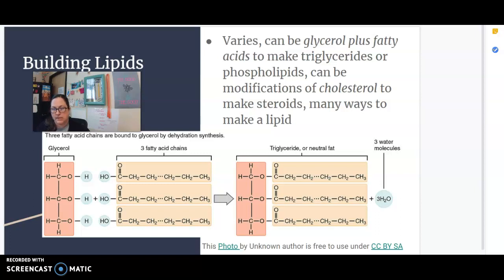When we talk about cells, we're going to talk about the cell membrane and how it's made of a bunch of phospholipids. So to make a phospholipid, you do very much the same thing. You have a glycerol, and then you have two fatty acid chains. But instead of the third one, you have a phosphate group. And that's why it's called a phospholipid. Another way you can make lipids is by making modifications to cholesterol molecules: estrogen, testosterone, cortisol, the stress hormone. Any steroid hormone is basically a modification of cholesterol molecules. So lipids are a little more involved.